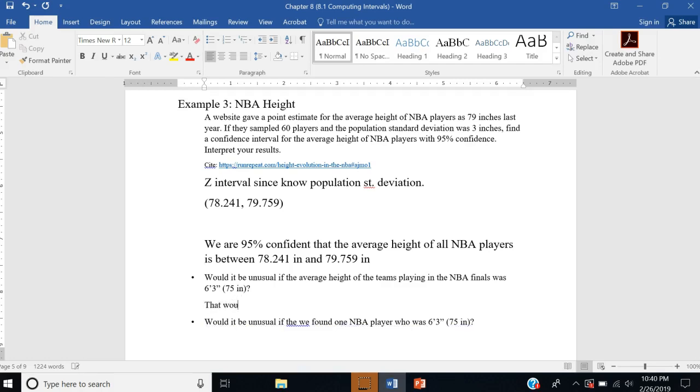That would be unusual. Again, we're saying that the average for the NBA players should be between 78.241 and 79.759. So if we had a big group of them, like the 20 playing in the NBA Finals or so, it would be very unusual for their average to be 6'3". Now, on the other hand, would it be unusual if we found one NBA player that was 6'3"? Of course not. We would expect people individually to be outside of that interval.